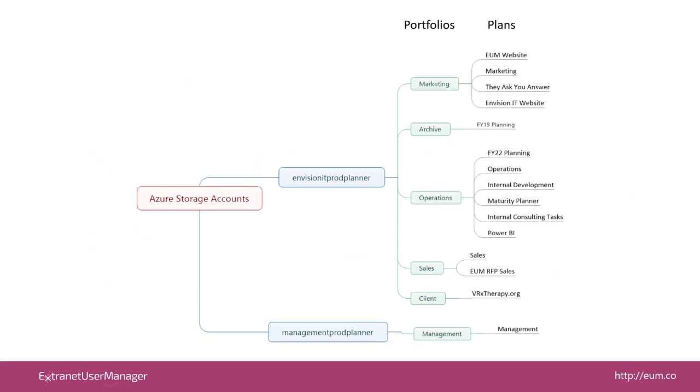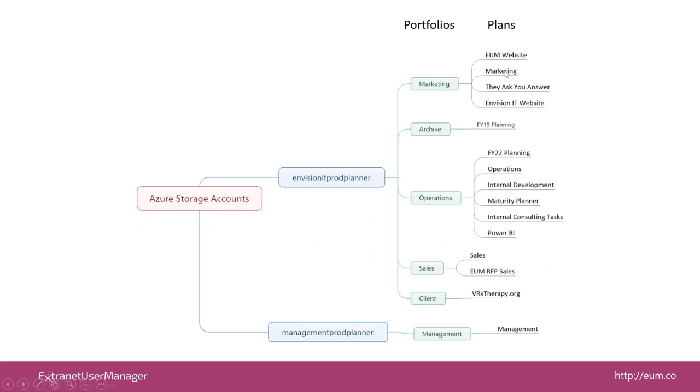But before we get into the list, I wanted to explain the structure that we've got in place at Envision IT. How are we using Planner today? We start on the right-hand side here. These are all the different plans that we have in our organization. I mentioned marketing has a series of plans.